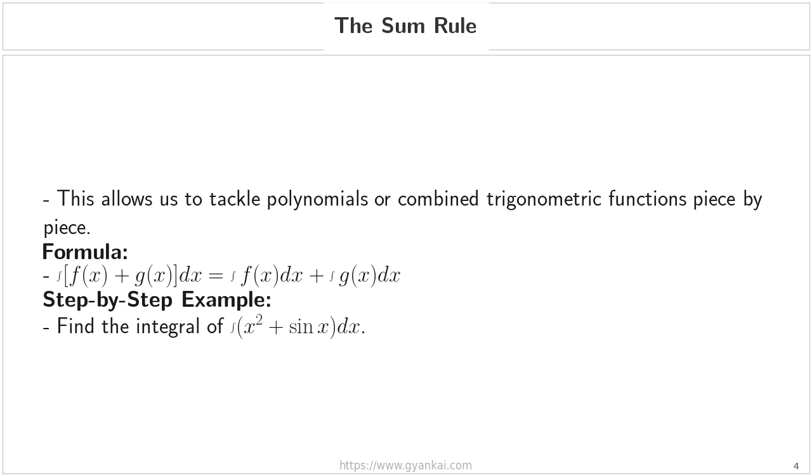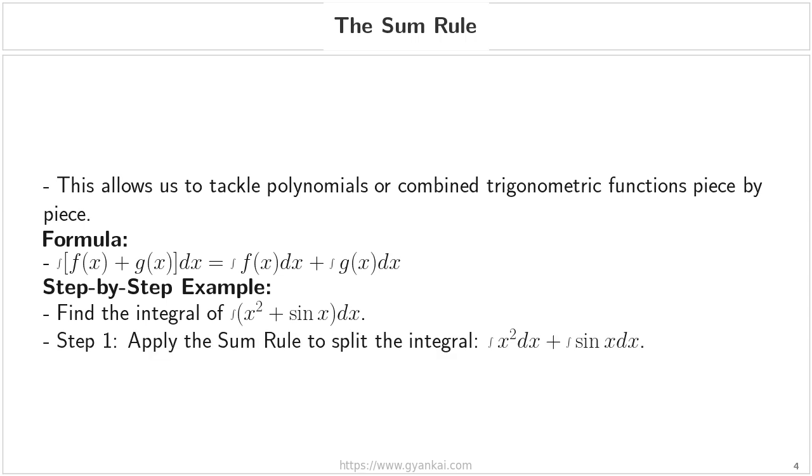Let's see this in action with an example. We want to find the integral of x squared plus sine of x with respect to x. Step 1, we apply the sum rule. This means we split the integral into two separate integrals, the integral of x squared with respect to x plus the integral of sine of x with respect to x.